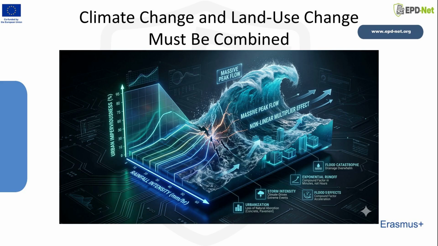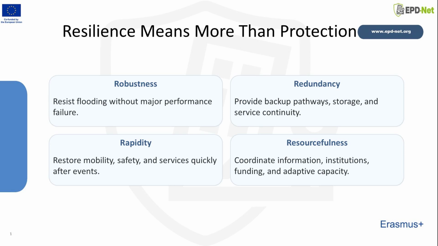A frequent planning mistake is to treat climate change and land use change separately, or to consider one as an afterthought. In reality, they interact. An intensifying rainfall signal can change design storms and return period assumptions, meaning that infrastructure designed for historic storms may be undersized sooner than expected. At the same time, urban expansion, vegetation loss, or deforestation can increase runoff and flood peaks even if rainfall statistics were stable. When both changes occur together, the result can be non-linear.